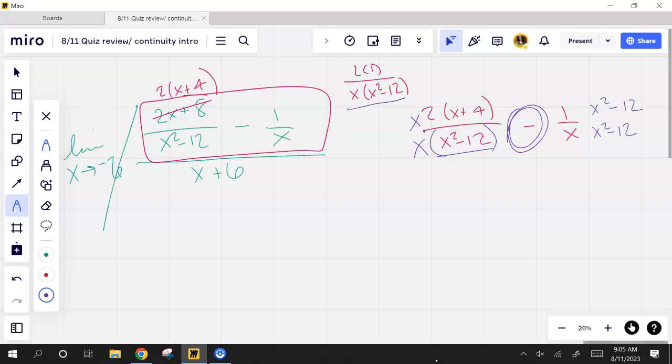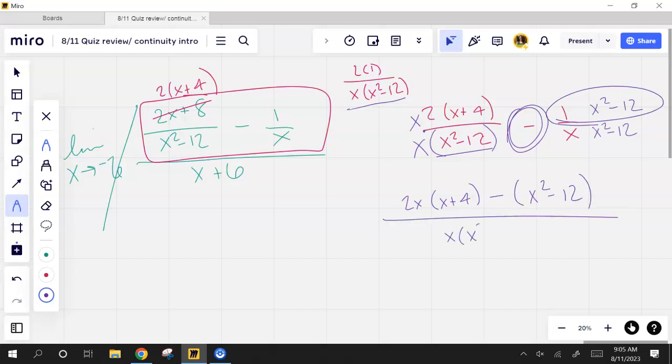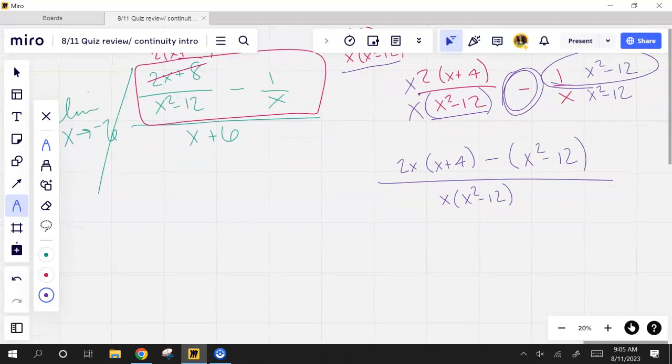All right, so put the tops together, because once the bottoms of fractions are the same, I can add or subtract the tops. So I have 2x times x plus 4 minus, and I'm subtracting all of this, right? So minus x squared minus 12 over the LCD. I'll put it in parentheses so Robert can see. Not yet. Don't kill a kitten, because of this minus here.